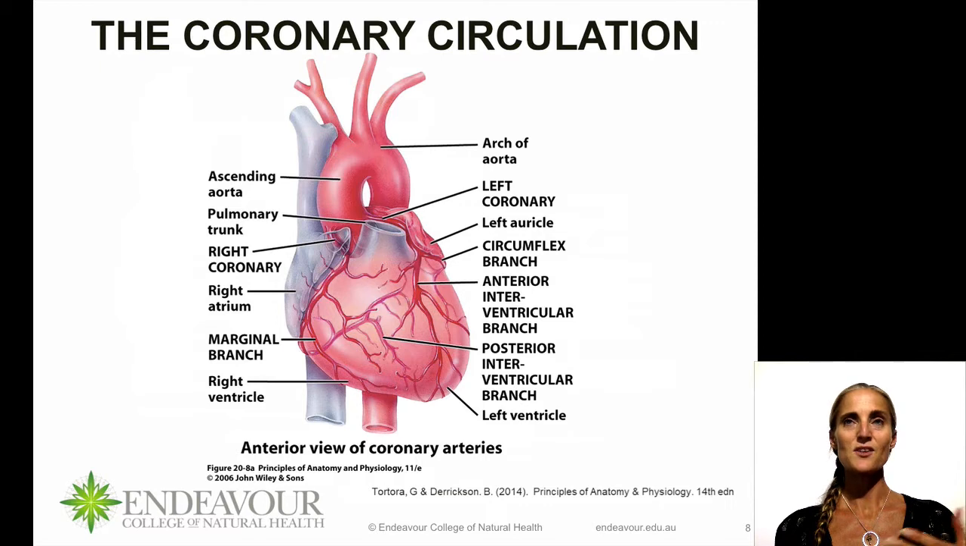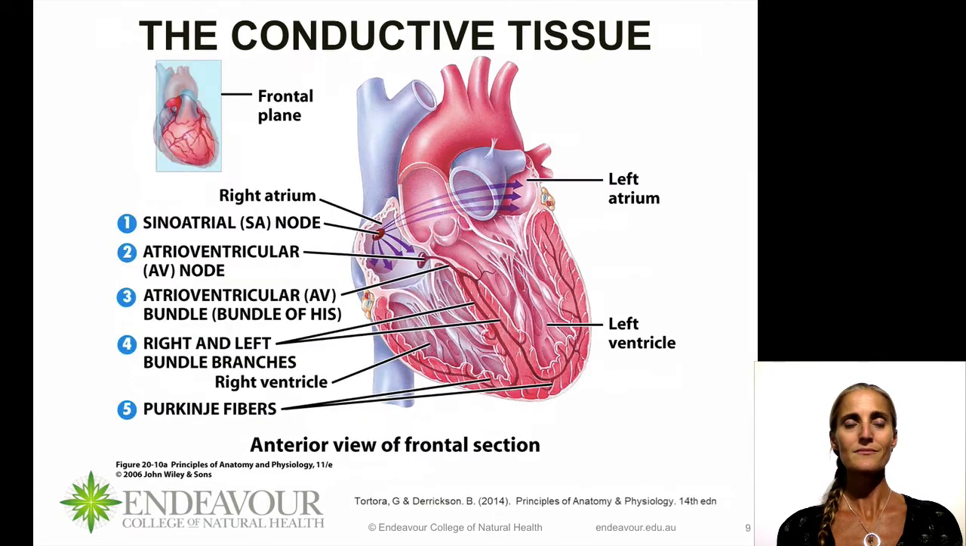Coronary circulation, so this is just looking at those coronary arteries that lie on the surface of the heart rather than internally. And then this diagram shows those main components of the intrinsic conduction system. So you're looking at the SA node. This is the electrical system of the heart, keeps it pumping. So the SA node, the AV node, the AV bundle or bundle of His, as it's also known, the left and right bundle branches, and the Purkinje fibers.